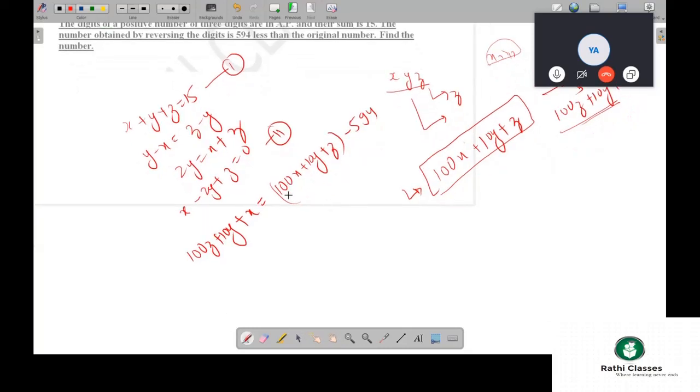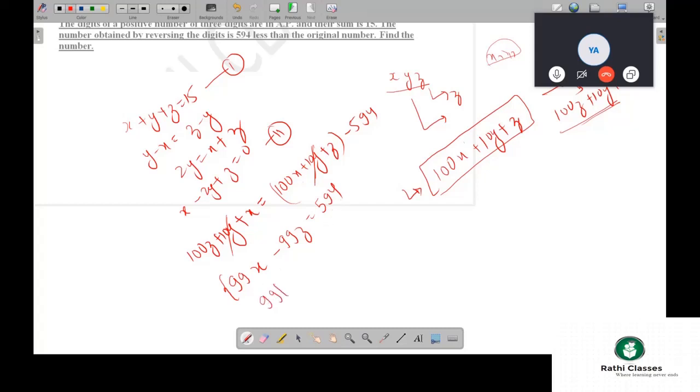So how will we simplify that now? 100x minus x is nothing but 99x. The 10y and 10y got cancelled, and you will be left with, if 100z is shifted over here, it will be 99z, and this 594 will go to the left-hand side. So the equation will be, after simplification and rearranging, we get this. Can you check whether 594 is a multiple of 99? I think it should be.